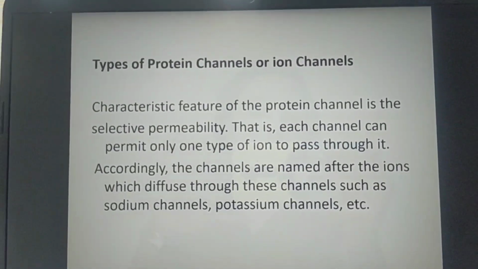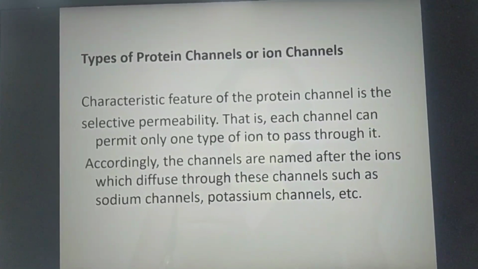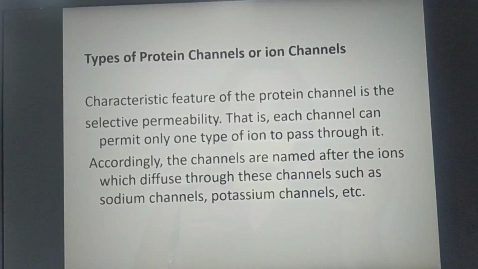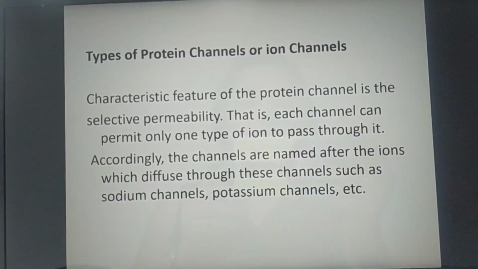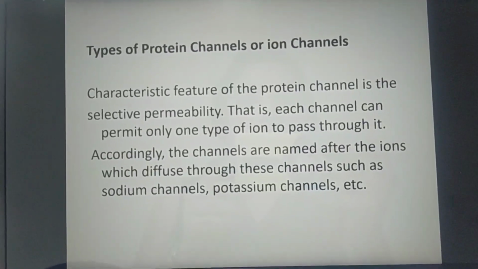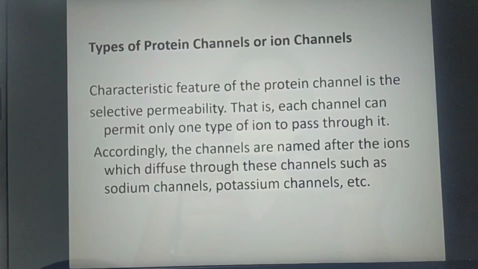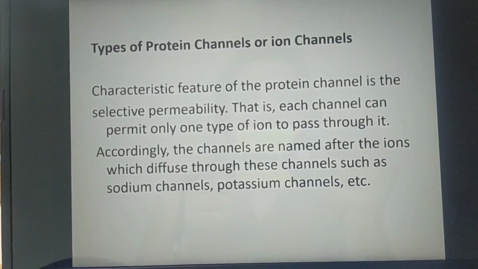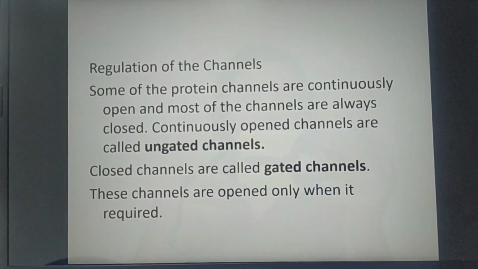Types of protein channels or ion channels. A characteristic feature of the protein channel is selective permeability. That is, each channel can permit only one type of ion to pass through it. Accordingly, the channels are named after the ions which diffuse through them, such as sodium channels, potassium channels, etc.